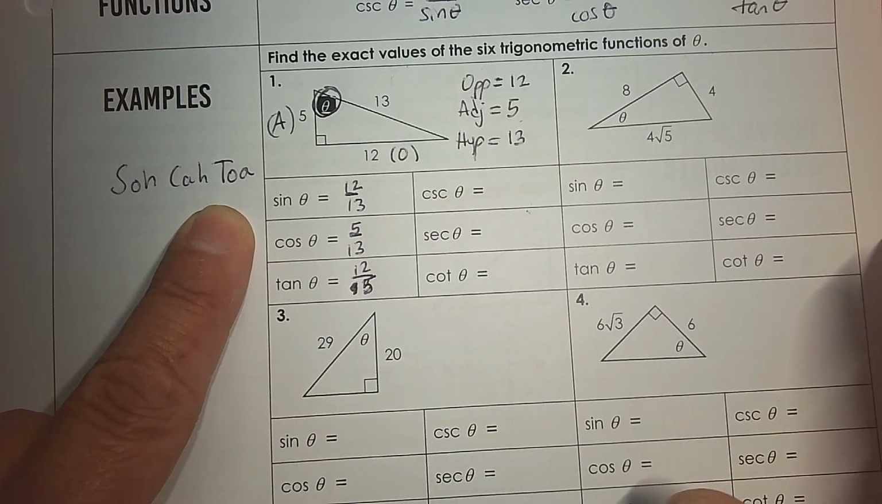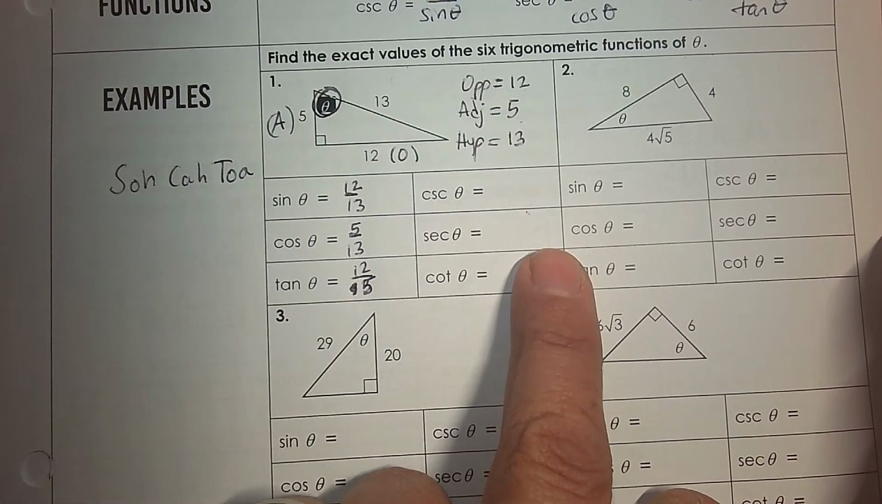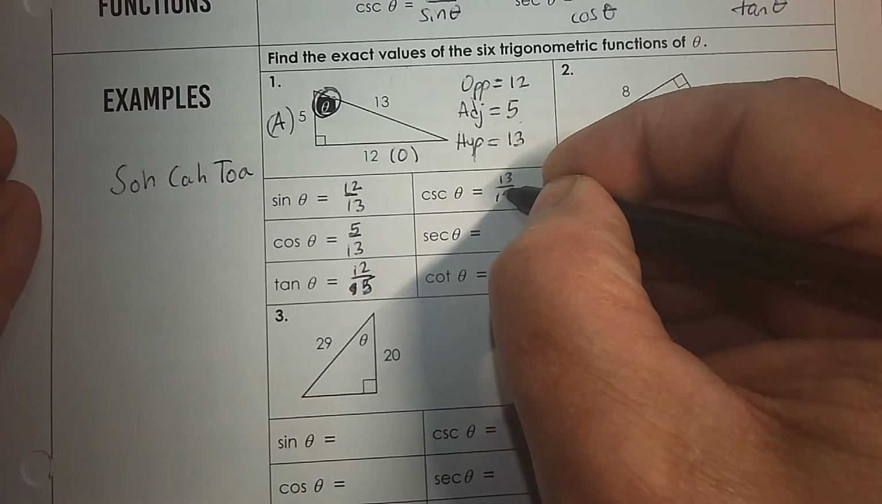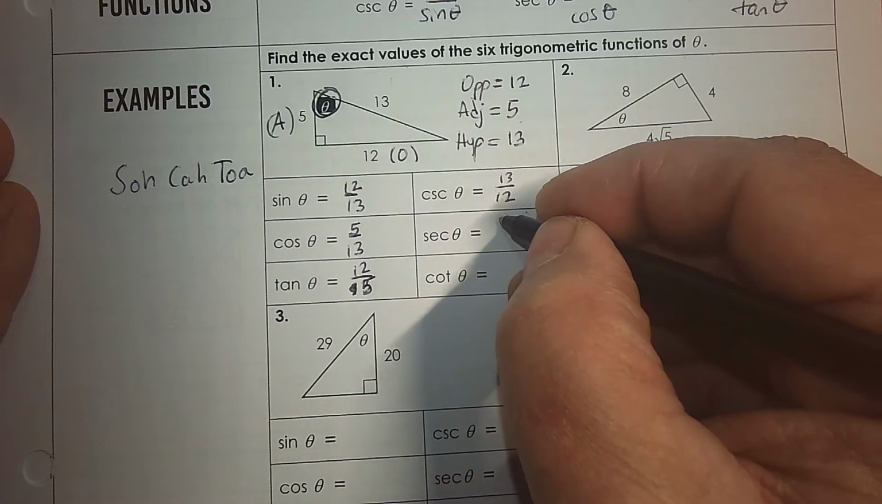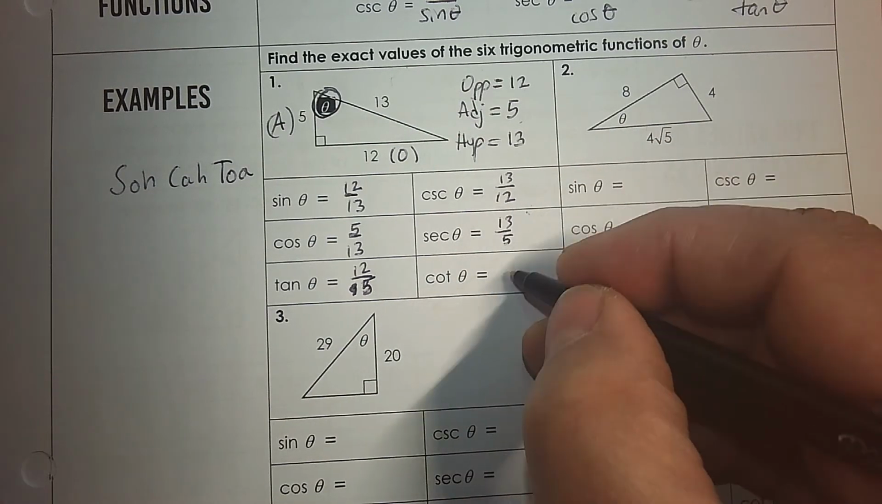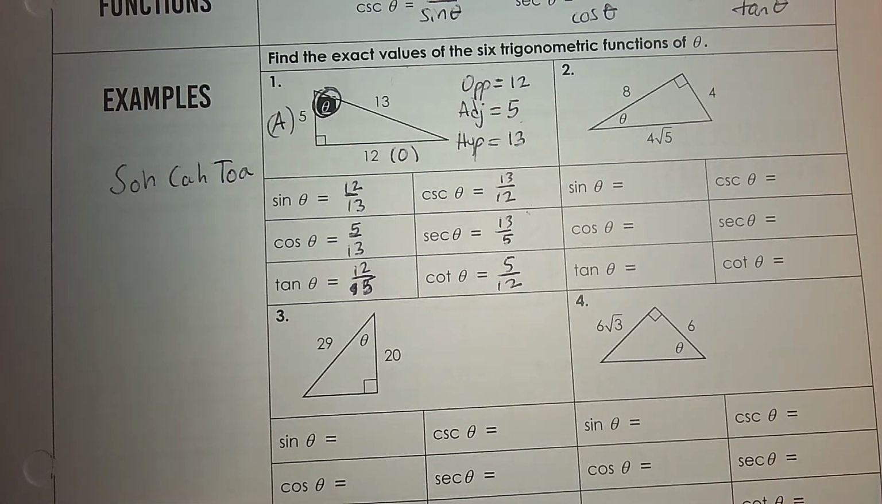Now, if you have these three, the ones on the right are just reciprocals. So cosecant is the reciprocal of sine, secant is the reciprocal of cosine, and cotangent is the reciprocal of tangent. You just did your first ever trigonometry question. All right, let's look at number 2.